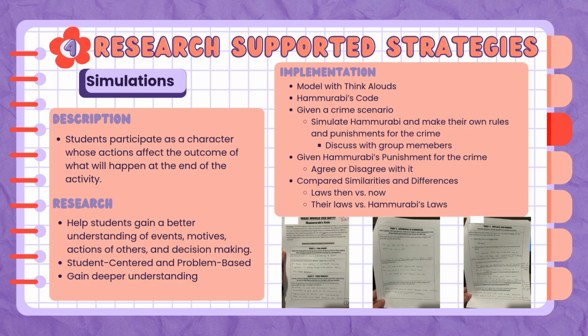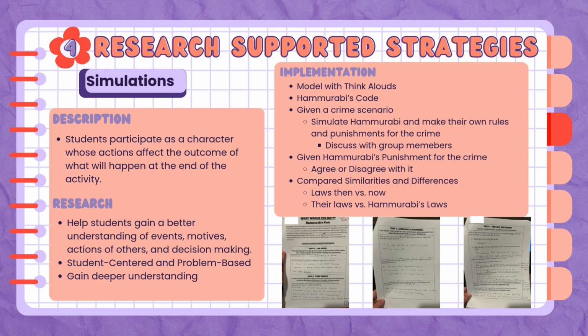Students were given a crime scenario, and then they simulated Hammurabi and made their own rules and punishments for the crime. They then got to discuss their rules and punishments with their group members. After their discussion, they were given the punishment that Hammurabi gave. They decided if they were going to agree or disagree with Hammurabi's punishment, and then they explained why they agreed or why they disagreed.